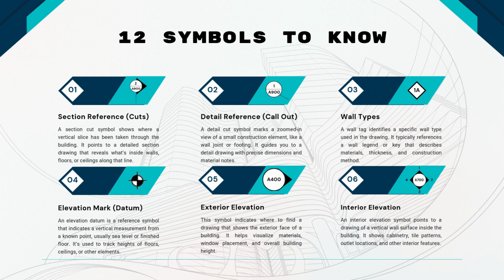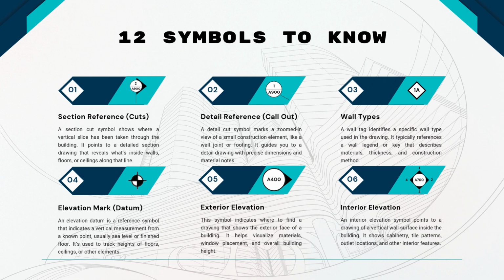And this little bullseye is called an elevation mark. An elevation datum is a reference symbol that indicates the vertical measurement from a known point. It's usually at sea level or finished floor, and it's used to track heights of floors, ceilings, or other elements. This symbol indicates where to find a drawing that shows the exterior face of a building, and it helps to visualize the materials, window placement, and overall height of the building.